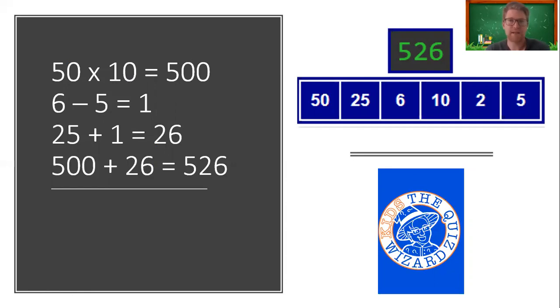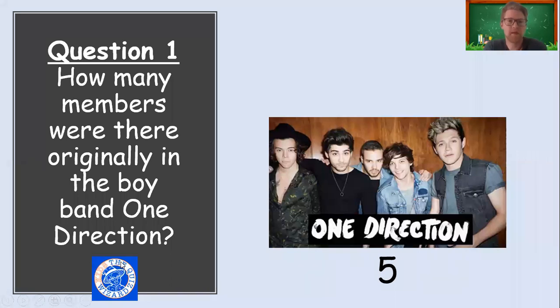Right, let's have a look at our answers today then, shall we? Question 1. There are 5 members originally in the boy band One Direction. I know, I hate to say it, but they have split up and they've all gone on to have good solo careers, but they were a group of 5 once. They didn't win X Factor. They came 3rd.